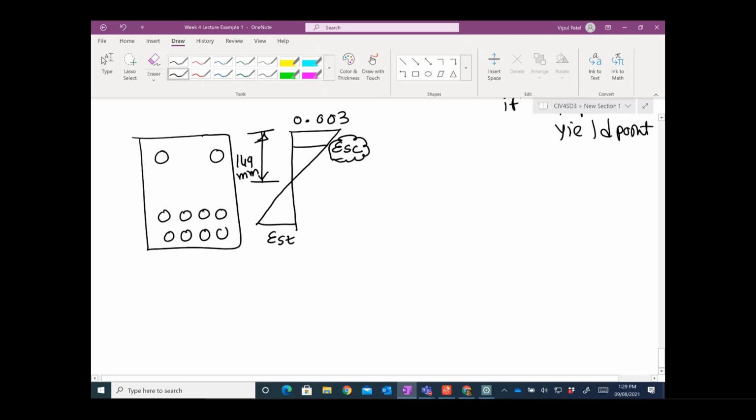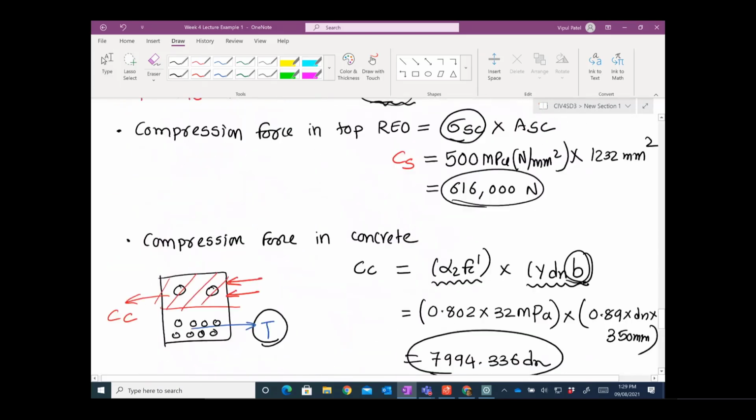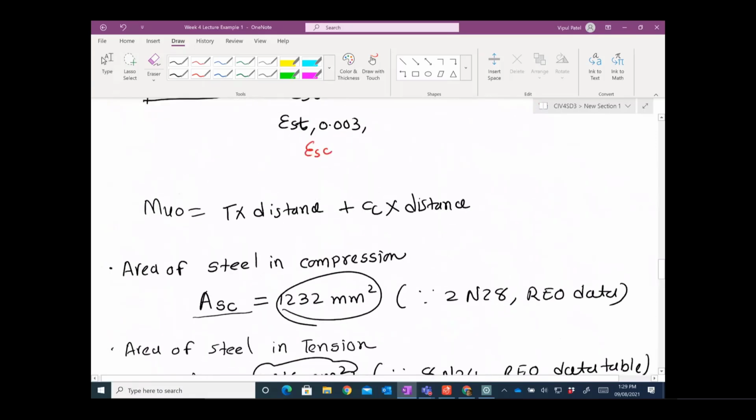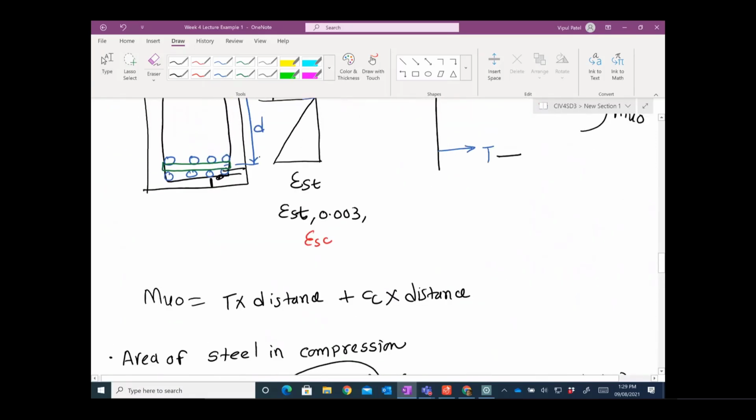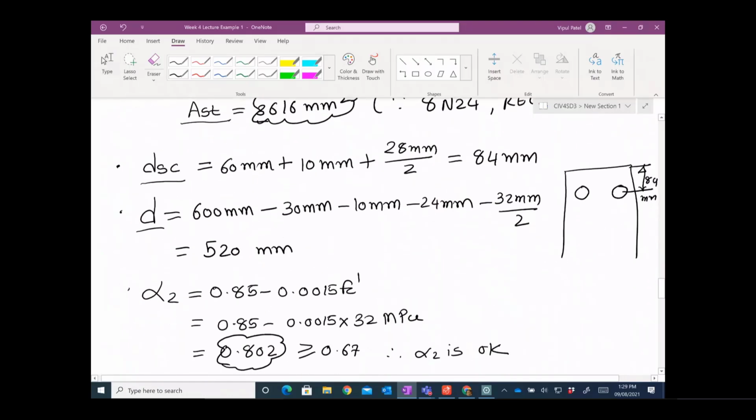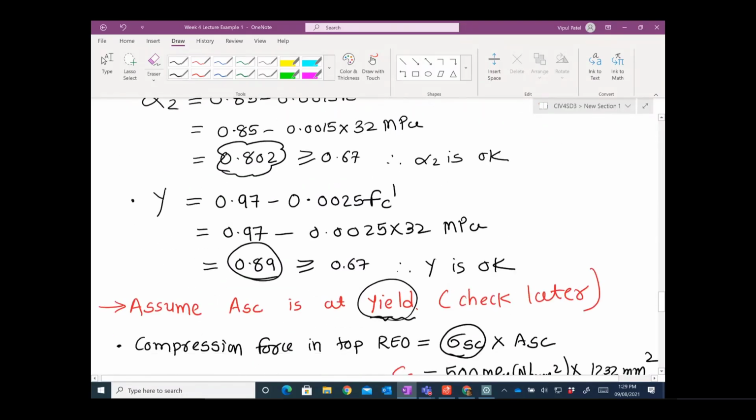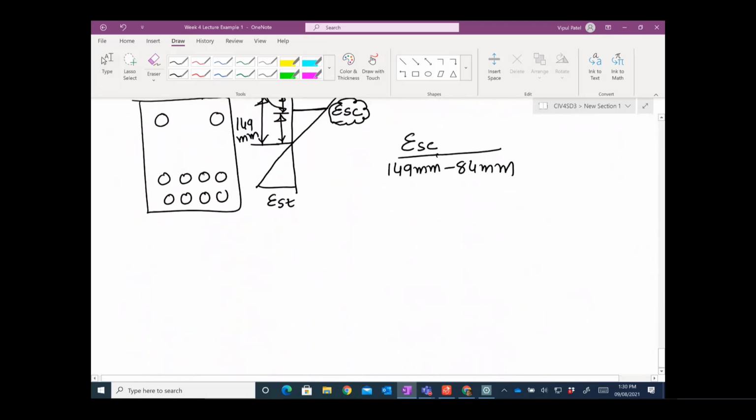ESC divided by, okay, so that's good. Now let's say this ESC divided by this distance. How are we going to get this distance? Because that distance would be 149 millimeters take away 84 millimeters. Where is this 84 coming from? You remember that DSC we calculated, right? That is the depth of the top Rio, where we calculated. Yeah, there you go, 84 millimeters, right? So that 84 millimeters I just plug here.